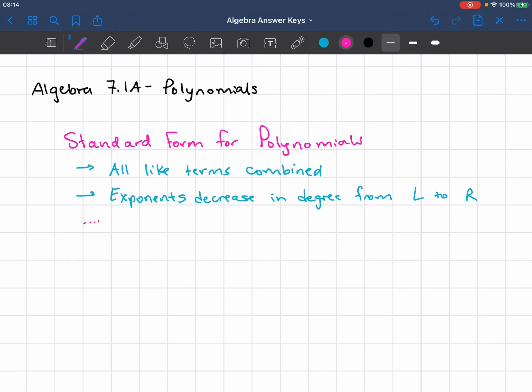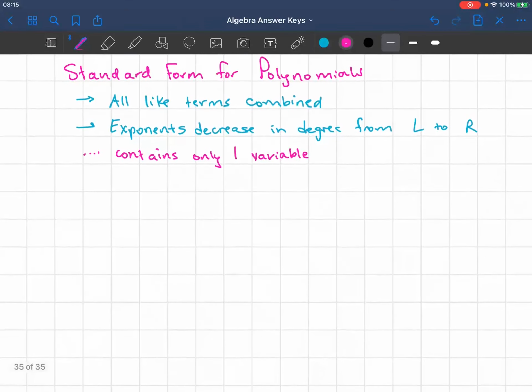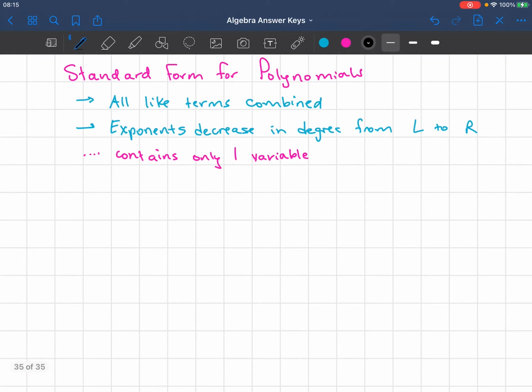The last criteria for standard form only really works if you have only one variable, and I believe your homework will only be using one variable when it asks you to do this. But the third criteria is that the polynomial contains only one variable. So let's do an example of this. Let's rewrite an expression in standard form.